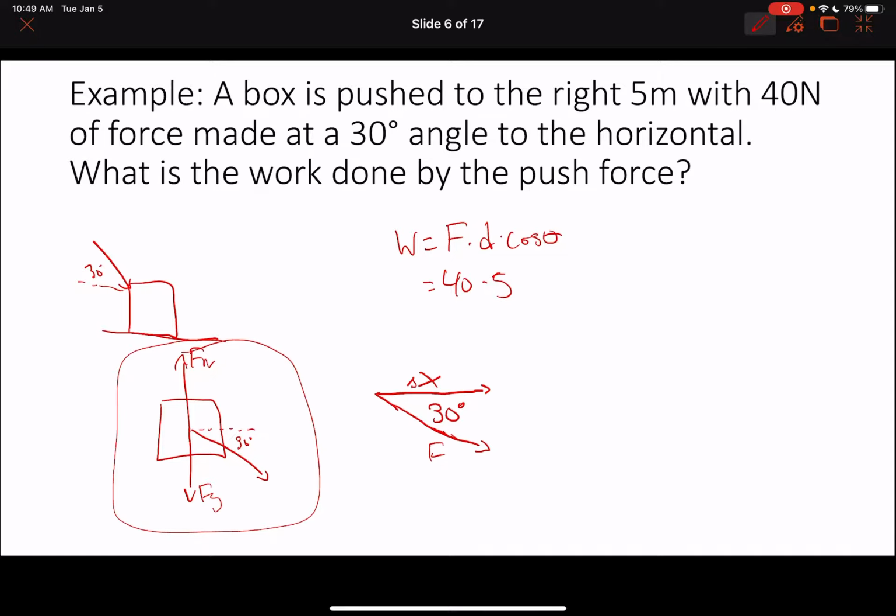So in this case, it's cosine of 30. We can type that into your calculator, 40 times 5 times cosine 30, and you should get 173.2. And that's joules, and that's our answer.